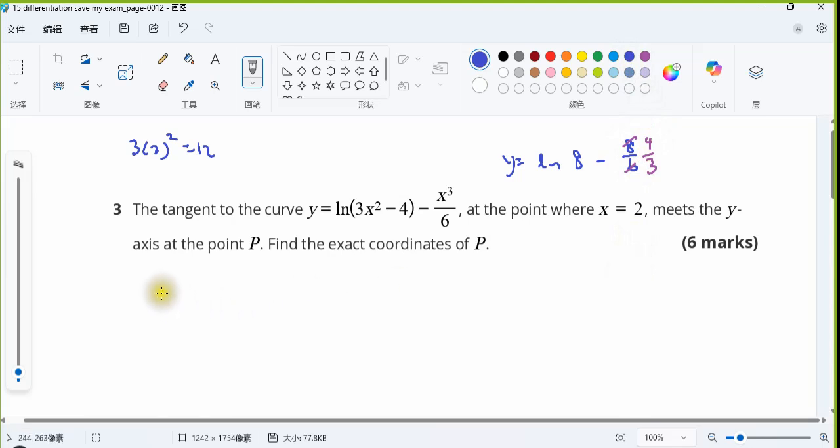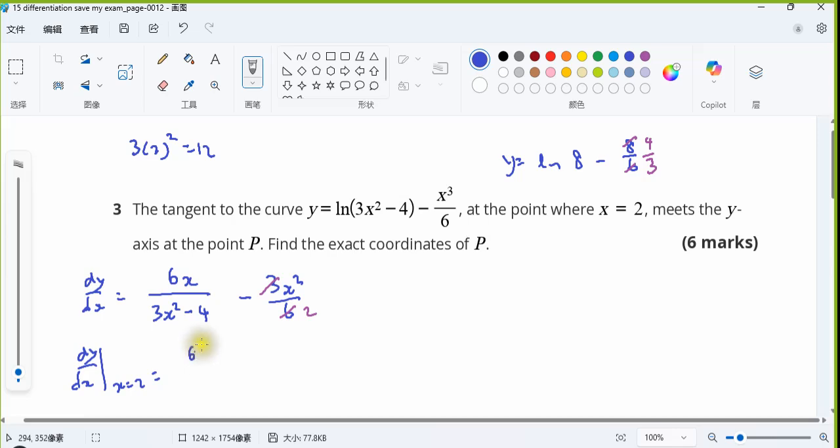And then dy/dx will be 1 over (3x squared minus 4) times 6x. Differentiation of 3x squared minus 4 will be 6x. Minus 3x squared over 6, so this one divided by 2. So for the tangent, dy/dx when x equal to 2 will be 6 times 2 over (3 times 2 squared minus 4), minus 2 squared over 2.